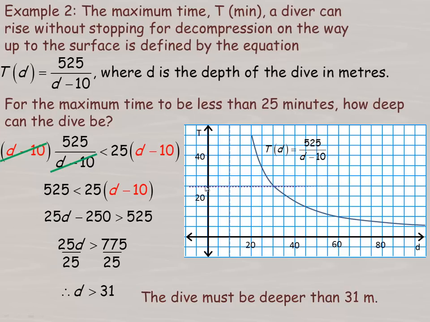Here's 25 minutes right there. So notice it crosses the graph about right here. That's the 31 meters. So now time is on the vertical axis. This is one of the few graphs you'll see with time on the vertical axis.